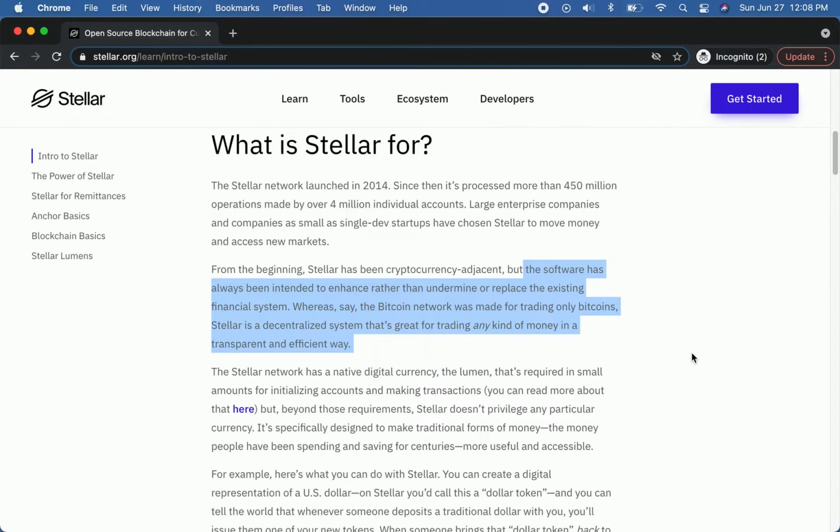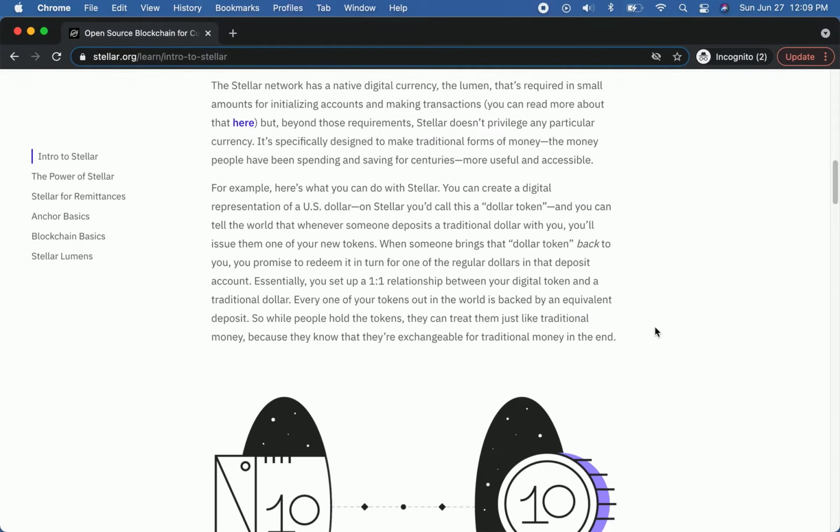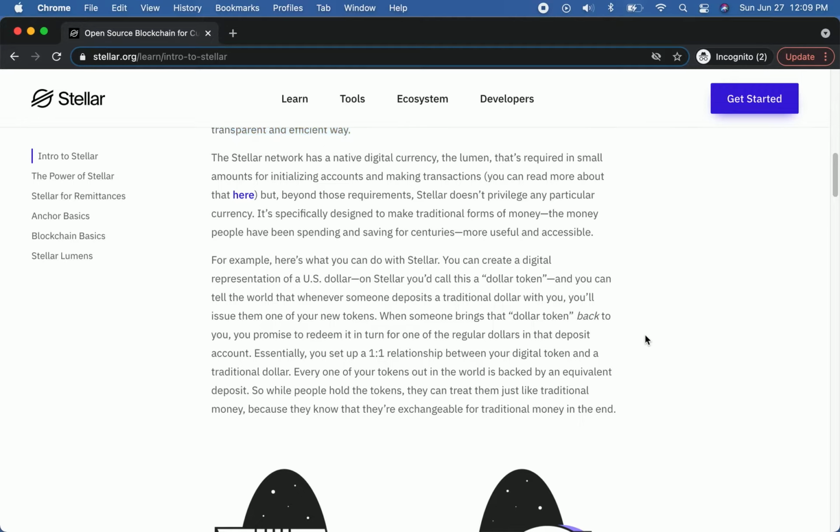Something that's really interesting about the Stellar network and Stellar Lumens is it's not necessarily meant to replace the traditional banking and financial system. Rather, it's meant to complement it and run adjacent to it. One advantage I think Stellar has over a lot of other cryptocurrency or blockchain networks is that with those networks you may be only able to send one kind of cryptocurrency or one kind of asset, but with Stellar you can trade any kind of money in a transparent and efficient way. And if you scroll down a little bit, you'll be able to see exactly what they mean.